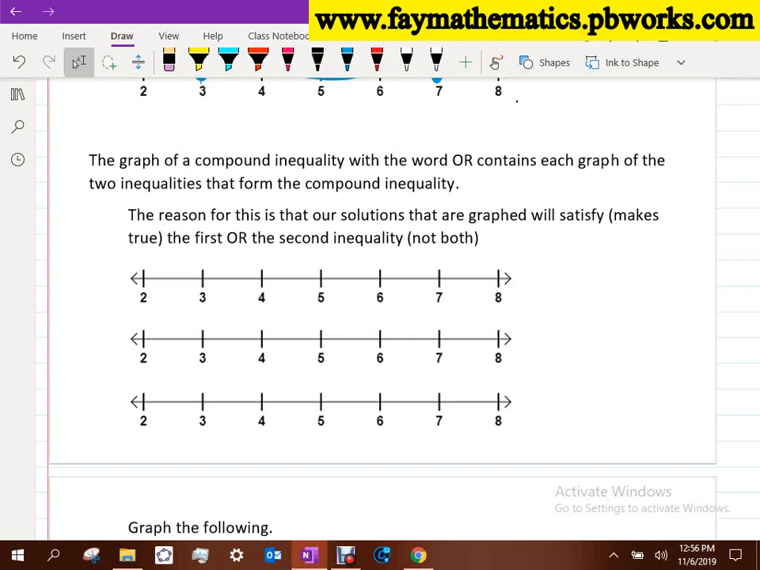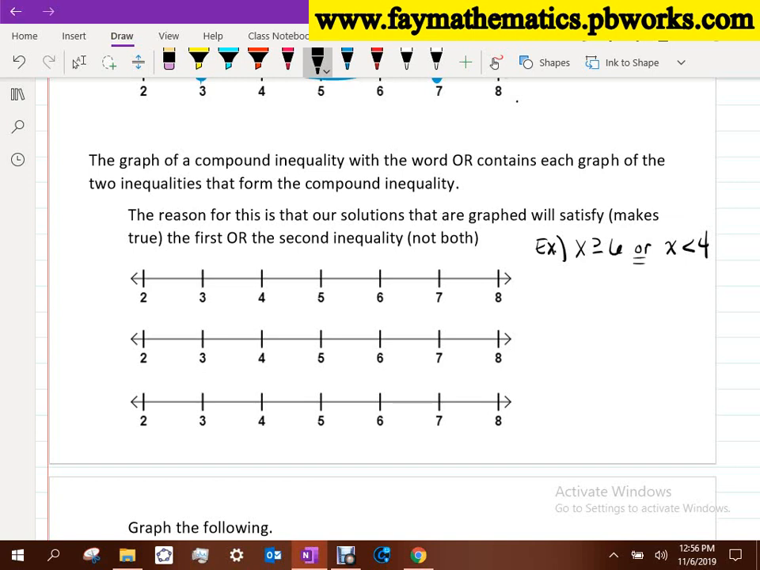Okay, so I don't know why I didn't write down an inequality here, but this is what you're going to see. Let's do an example. Let's say that we've got x is greater than or equal to 6, or x is less than 4.